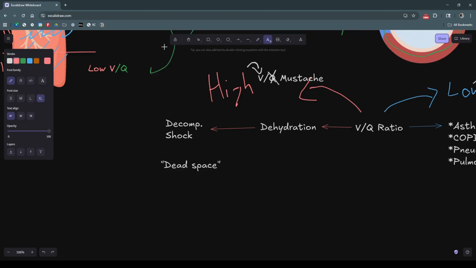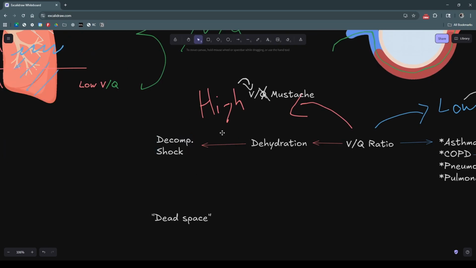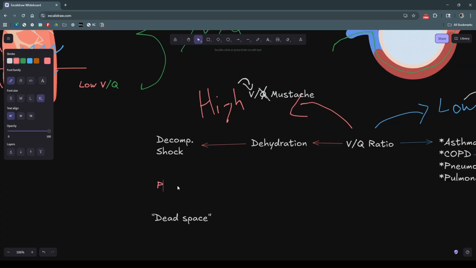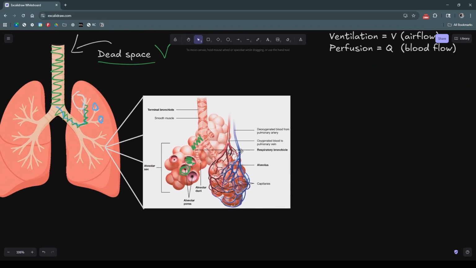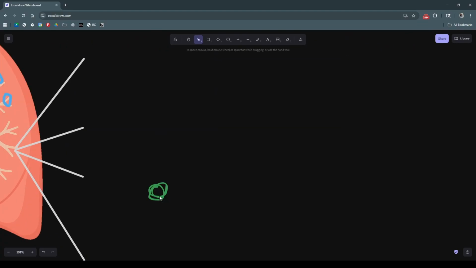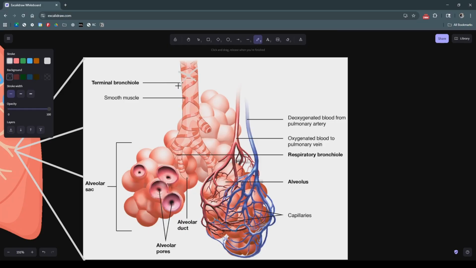But another also very common thing, in fact, if you were to say, hey, what's the number one cause you can think of for causing high VQ mismatch? I would in fact refer to a pulmonary embolism. And this goes back to what I was saying earlier about why I think it's important to make the distinction about the anatomy and physiology of our alveoli, because a pulmonary embolism is not occurring in our respiratory tract, blocking our airway. That would be low ventilation, right?